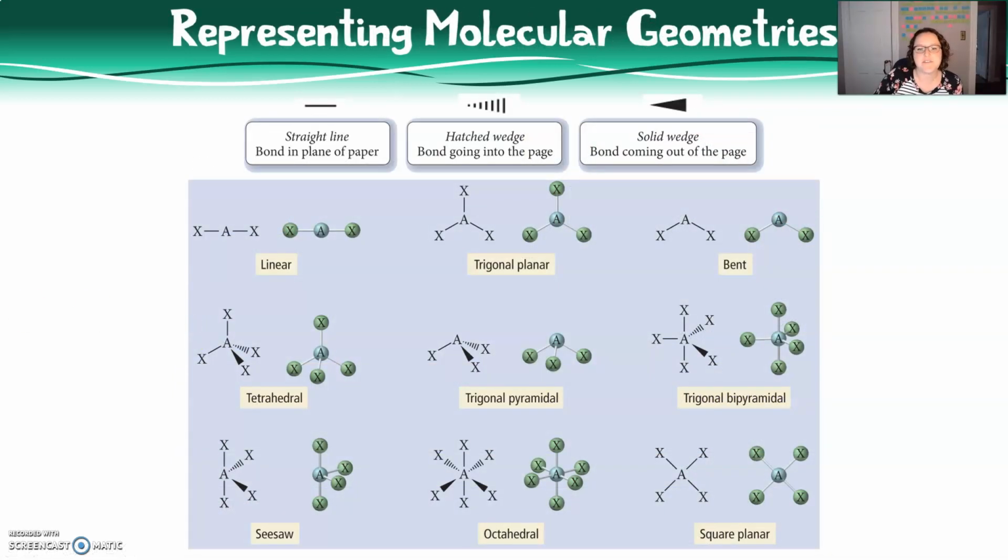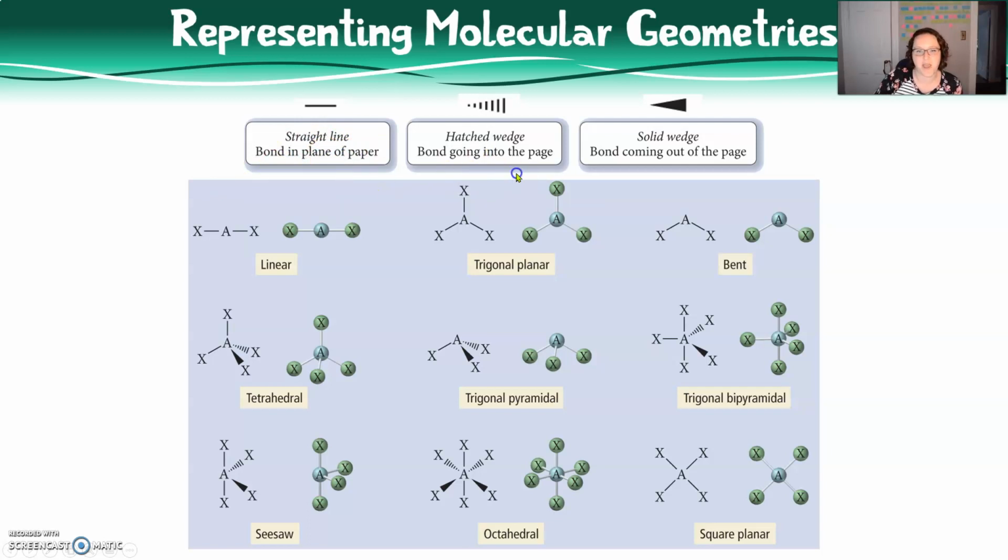Across these slides, we have seen the 3D representations of these geometries, but in order to draw these structures in 2D on paper, we need a way to represent the 3D structure easily. This is done with hatched and solid wedges. When a straight line is used for a bond, this is meant to imply that the bond is parallel to the plane of the piece of paper.